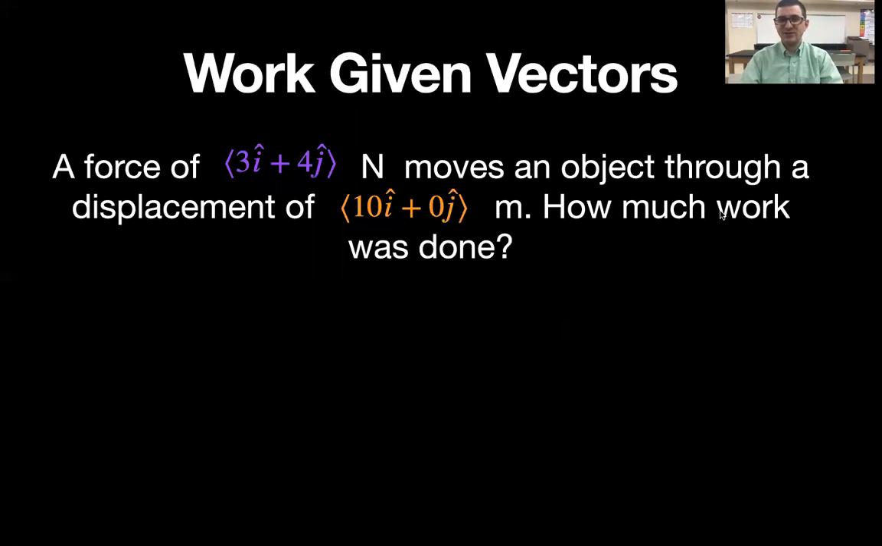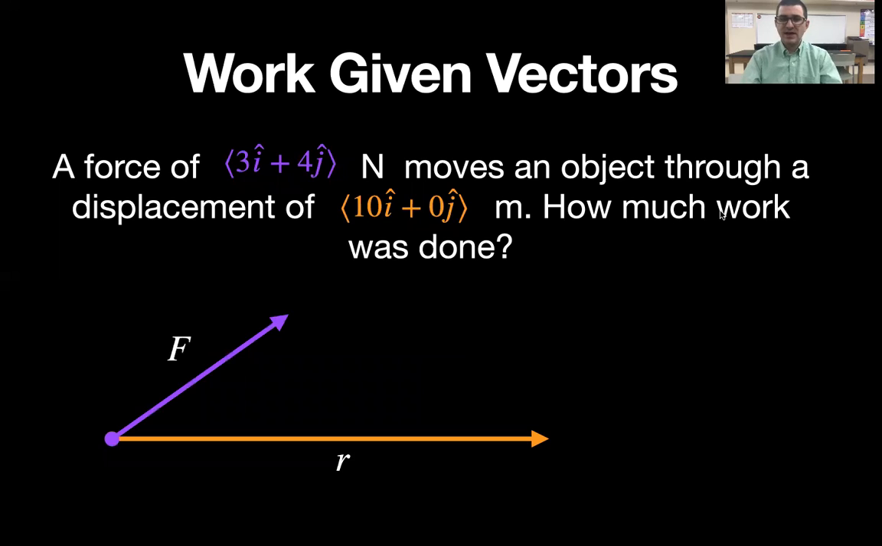But last but not least, AP is not always so nice as to give you the angle between two things that are going on. So they might just give you two vectors that would look like this. A force, which is 3 in the horizontal direction and 4 in the vertical direction, moves an object through a displacement of 10 in the horizontal direction. So how much work was done? Whenever you have a situation like this, the first thing you're going to want to do is draw a diagram. So we'll notice that this example is a lot like the example that we just did, in that we're only going to take the horizontal component of this force, the 3 newtons, and multiply it through those 10 meters.